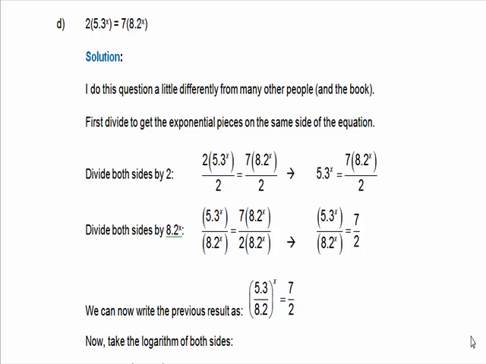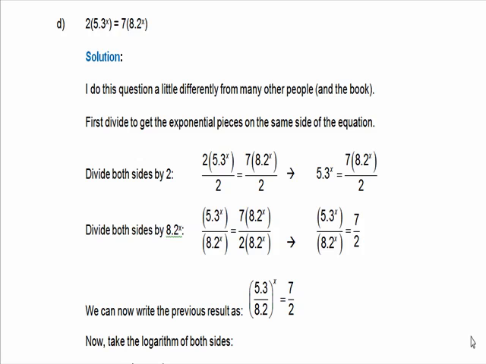Now, I do this problem a little bit differently from many other people, and certainly in a different manner than the book. What I'm going to first do is use what you might think of as regular algebra to get the exponential functions together on the left-hand side. So what I'm going to do is first get the numbers that are not exponential on the right-hand side, and then get all of the exponentials on the left. So I'm first going to divide by 2 on both sides of the equation.